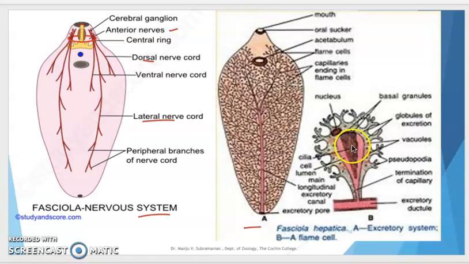This movement of the cilia together with the movement of the cytoplasmic extensions helps the waste materials get transported into this cell lumen, and from this cell lumen it ends in a capillary. You can see this is a small capillary, and this small capillary ends in this excretory ductule, and this excretory ductule, which arises from each flame cell, joins together to form a capillary tube.